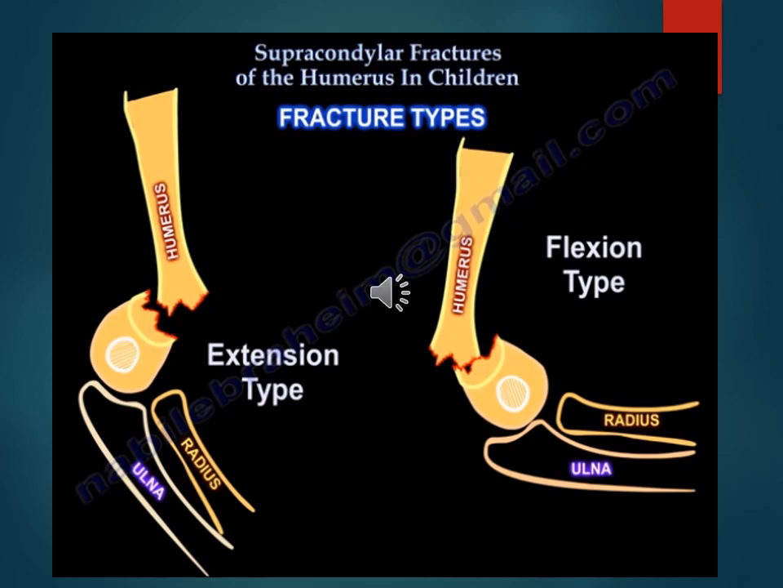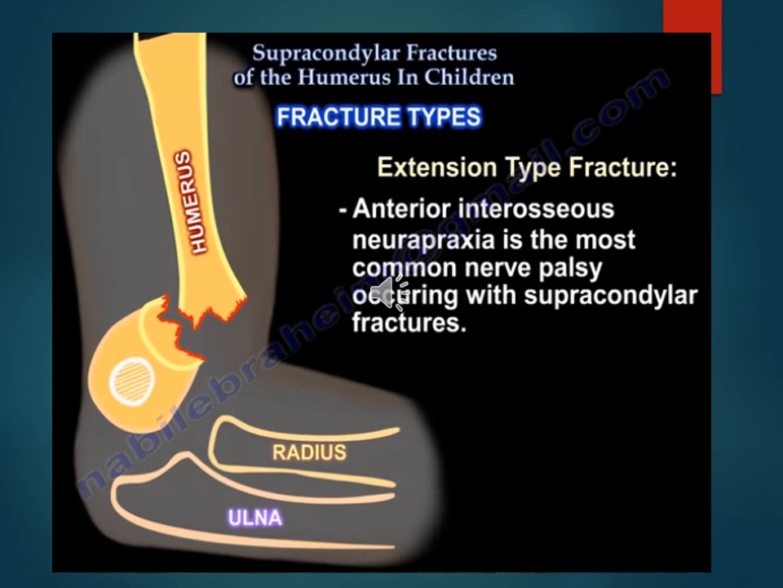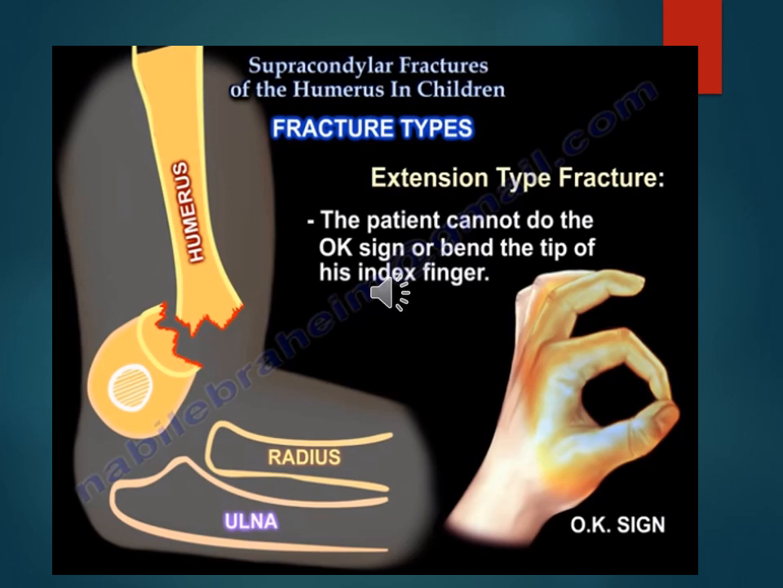As you can see in this slide, there are two types. The extension type with posterior displacement accounts for 95% of cases, and the flexion type is only 5% of cases. As I said before, the anterior interosseous nerve is at the highest risk with the extension type fractures. To assess this nerve, you ask the child to do what we call the OK sign.